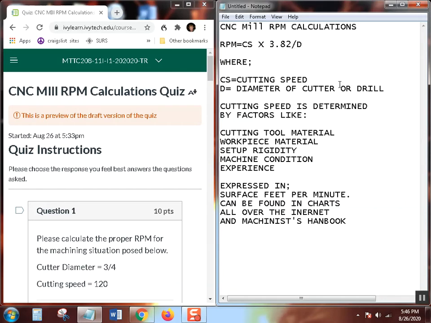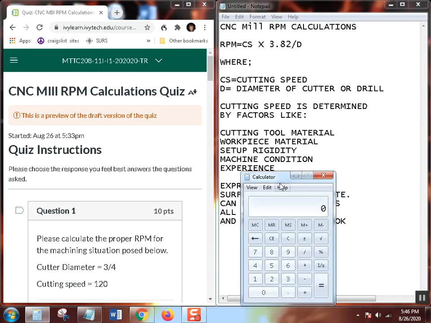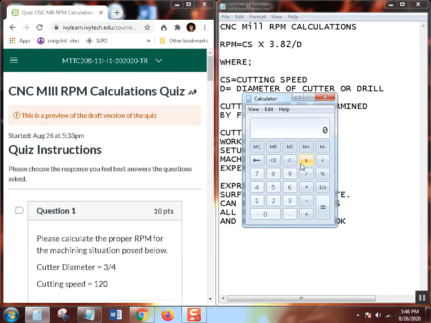Now, there's a couple things you have to do. You have to be able to convert the diameters into decimals because most of the time your fractions won't work. So let's just do a little decimal equivalency work right here. We'll pop up with the old calculator. Again, you don't have to use this calculator.